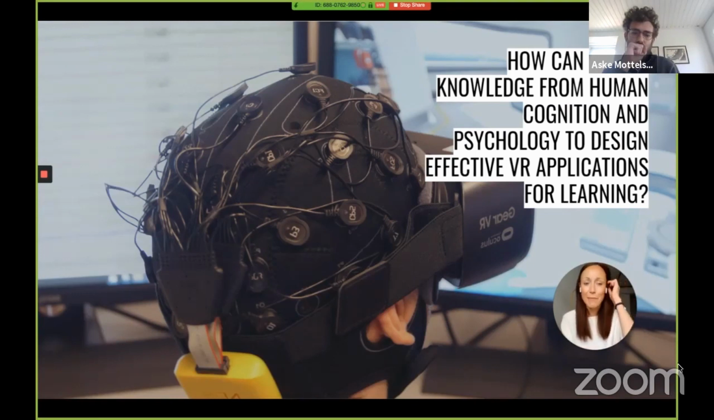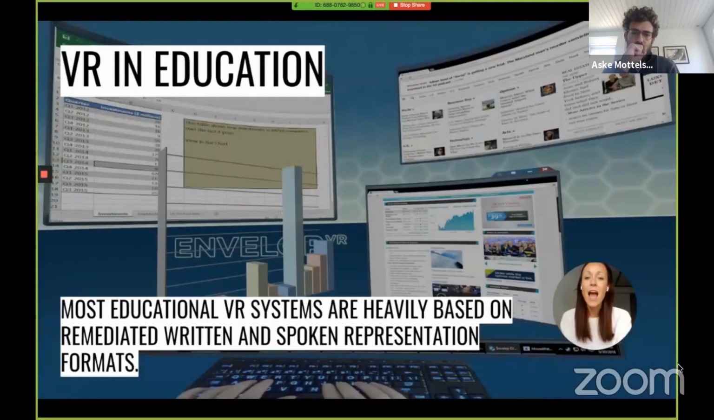This study is specifically embedded in my PhD project, where I've been looking into how we can use knowledge from human cognition and psychology to design effective virtual reality applications for learning. So this study was motivated by surveying the existing virtual reality education tools that students have available in the market today. And what we can see is that most educational virtual reality systems are heavily based on read-mediated written and spoken representation formats that are very customary to traditional 2D media and have been just ported into this immersive space in virtual reality, as you can see from this beautiful picture here.